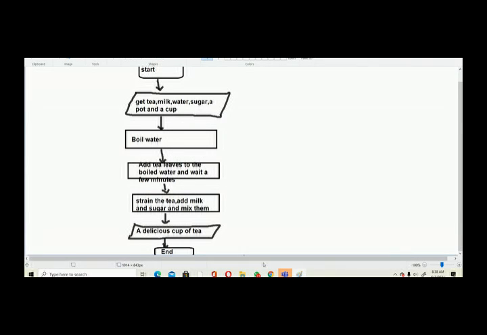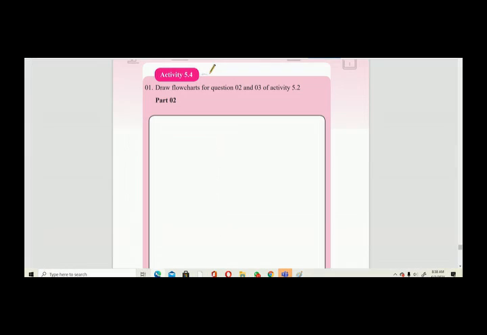Okay, then for the next one. Wait 1 minute, I have to do some adjustments. So we drew a flow chart to show the steps of making a tea, right? Then we will write another one.